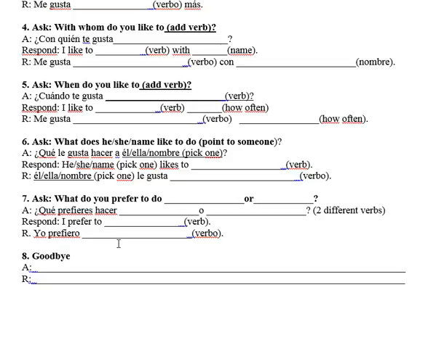Or I could say I prefer to travel to Mexico with my family. And I would say, yo prefiero viajar a México con mi familia. If I use one of the other examples, what do you prefer to do? To draw or to cook? I could say, yo prefiero dibujar. I prefer to draw. Pause the video if you need some time.